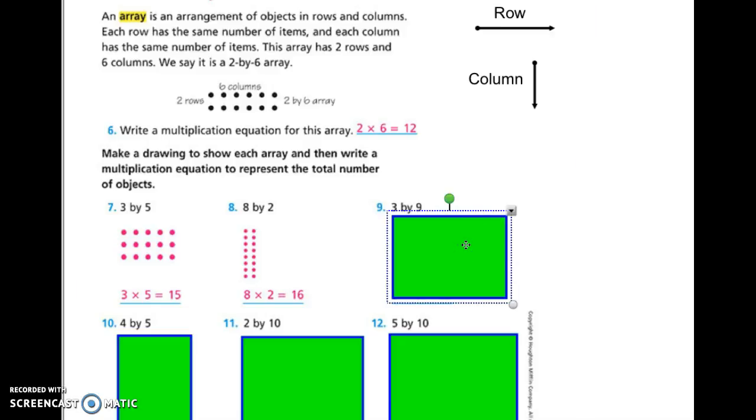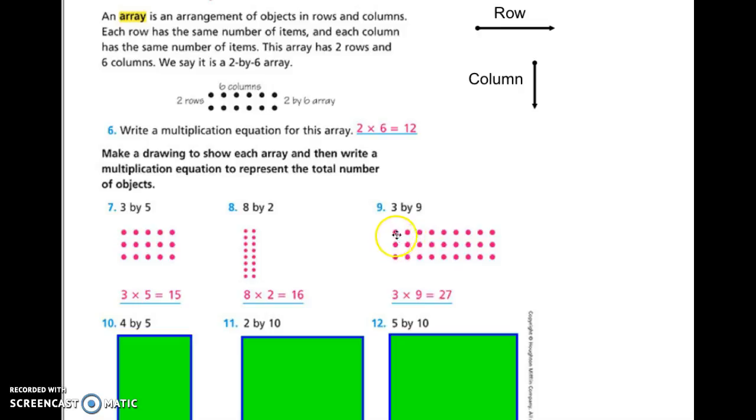All right, let's see how you did. We've got 3 rows, right, and 9, 1, 2, 3, 4, 5, 6, 7, 8, 9 columns. And the equation would be 3 times 9 equals, you got it, 27.